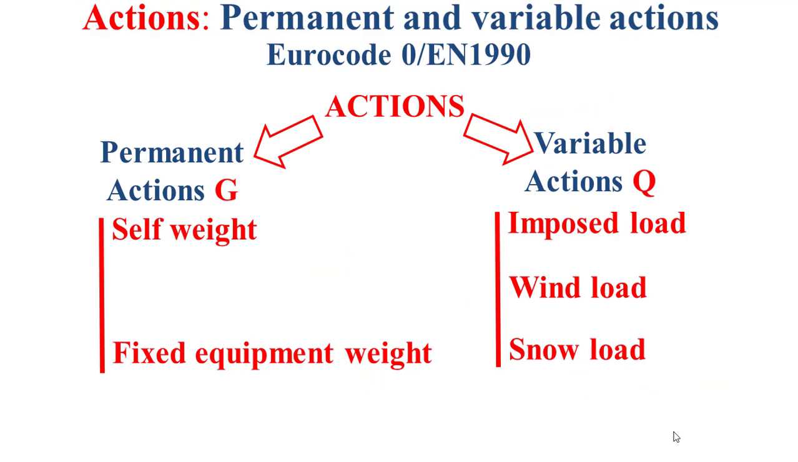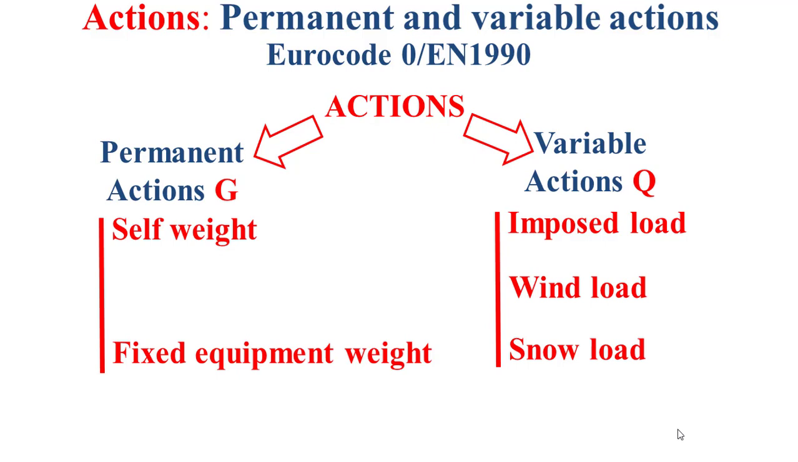Now I will talk about the classification of loading or actions based on the Eurocode standards. So the actions are classified into two types: the permanent actions, denoted by the letter G, and the variable actions, denoted by the letter Q. The permanent actions, as their name suggests, are the actions that do not vary or change over time. They are principally the self-weight of the steel structure and the fixed equipment weights. And the variable actions are the actions that will vary over time, and they are principally the imposed load, the wind load, and the snow load.